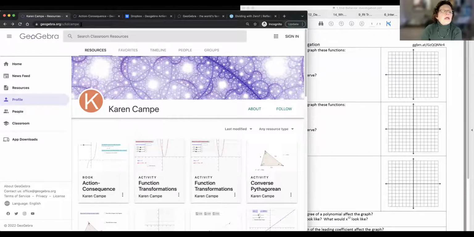So on GeoGebra, what you can do is go to geogebra.org/u/KDCamp, and that's the GeoGebra book that I am in. I'm going to put this in the chat. U for user, KDCamp for me. And the first item there is an action consequence book. And as you've seen, a book is a collection of activities.